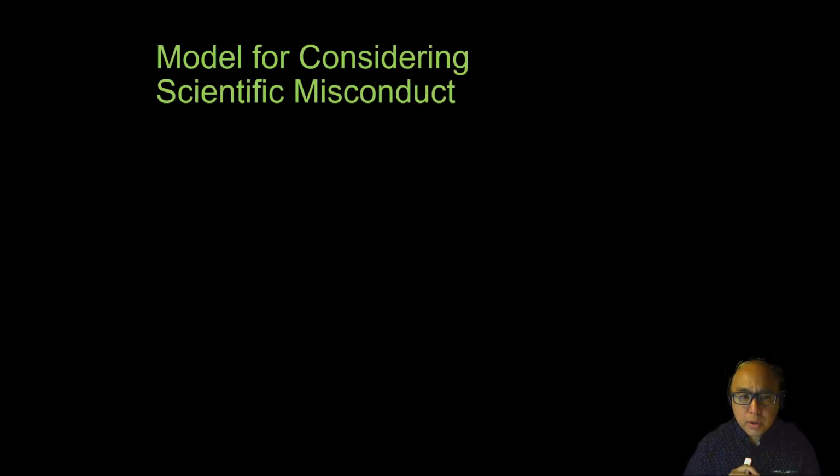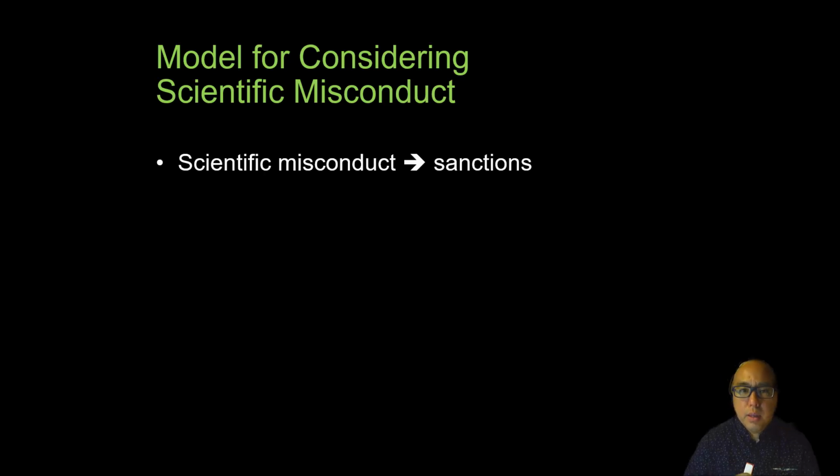Okay, so a model for considering scientific misconduct. There are a couple of avenues here. I'm just going to go over one or two areas in which scientific misconduct is addressed. One is through sanctions by the university or institutions and other punitive efforts in order to clamp down on the misconduct conducted by, or allegedly conducted by, either faculty members or graduate students.